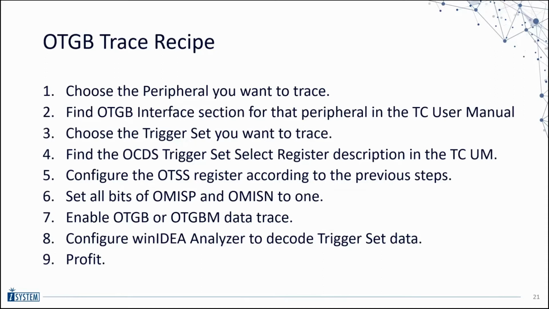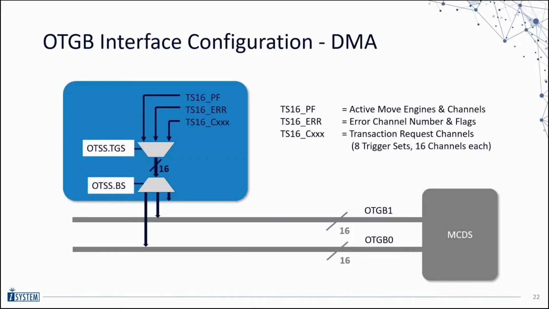Okay, let's follow the recipe to observe the DMA controller with the WinIDEA analyzer. If you go to the OTGB interface section for the DMA module, you will find that it provides 10 trigger sets. The first 2 trigger sets are performance and error, and then there are an additional 8 channel trigger sets, each covering 16 channels. Let's say we want to analyze the general performance of our DMA controller.